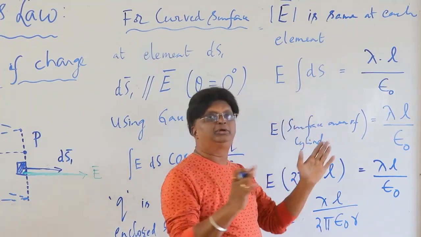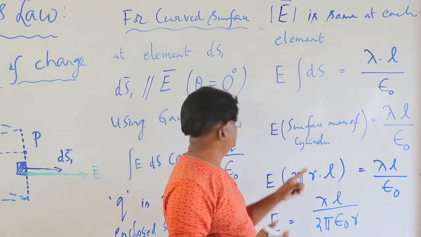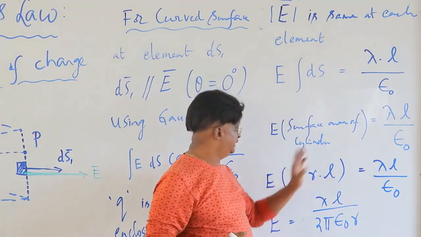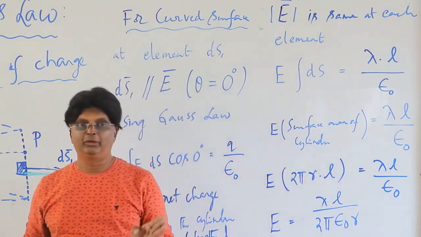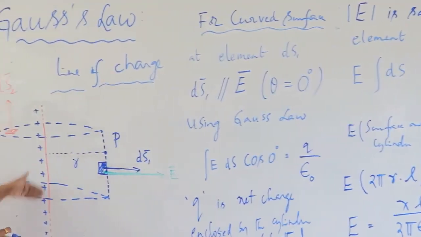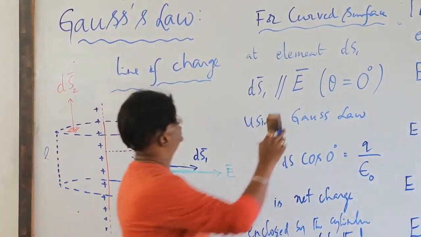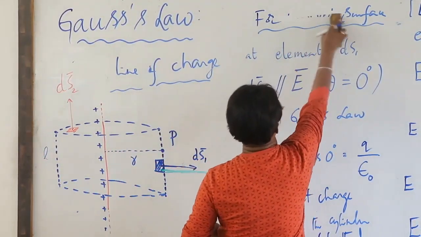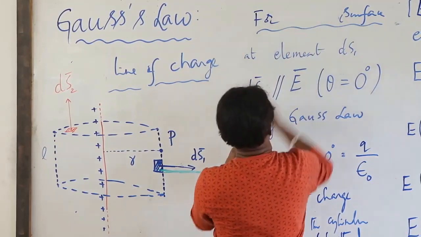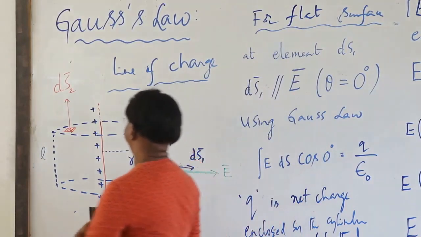You add all the areas, you will get the area of the curved surface, which is 2 pi R times L. This is one expression you got. Now let us come to the case of the planar part, the flat surfaces of the Gaussian surface. For the flat surface I am writing.